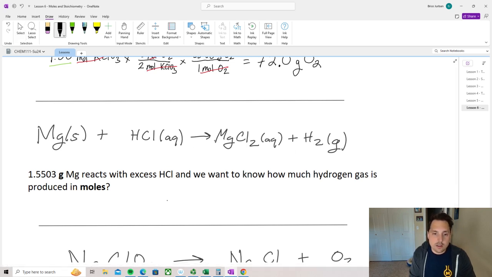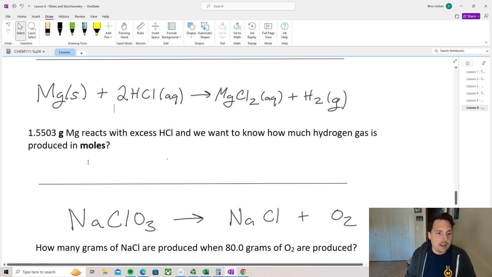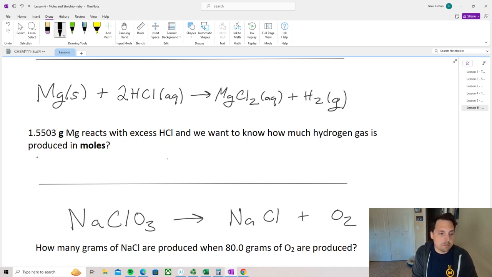So let's go ahead and fix the equation so it's balanced. We don't have the right number of chlorine, so we need 2 HCl molecules, and then that balances this equation correctly. If I have a small ribbon of magnesium, and this would be around 1.5 grams, and it reacts with excess HCl, it might be interesting to know how much hydrogen gas is evolved in the reaction. All right, so let's go ahead and start with the mass that's given.